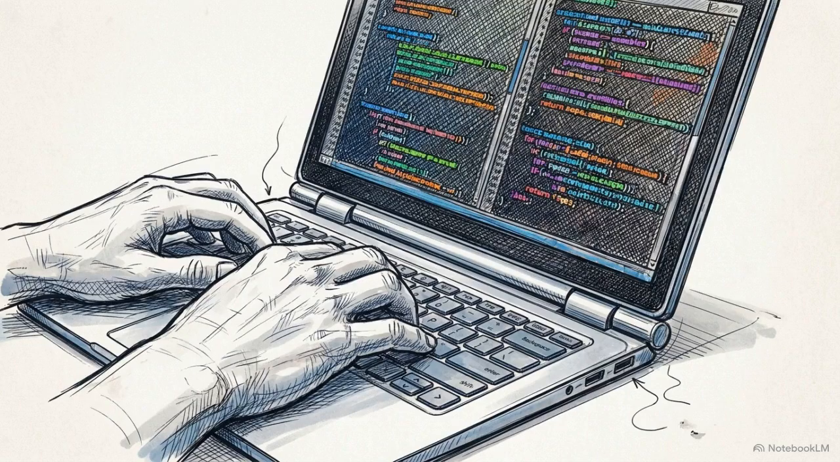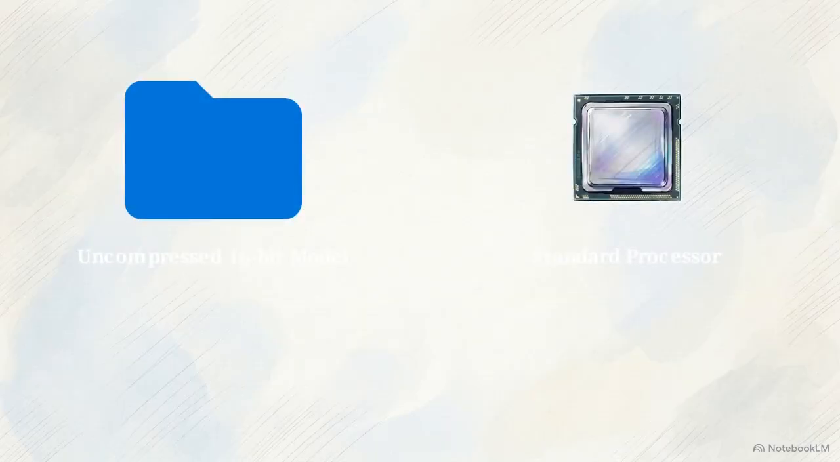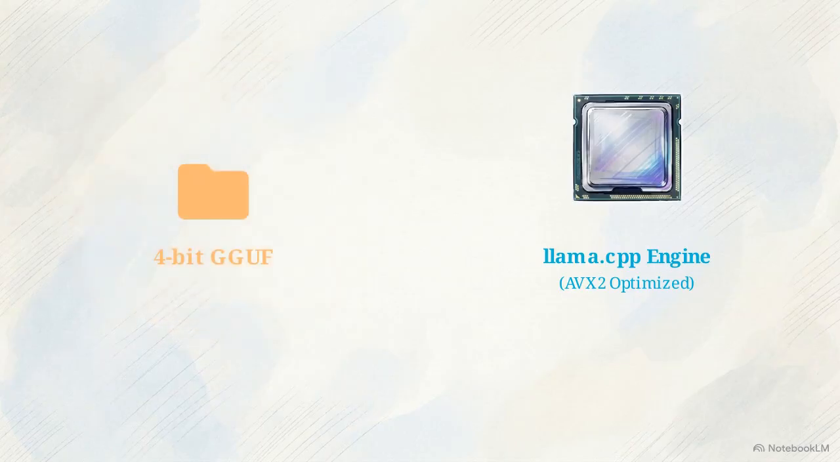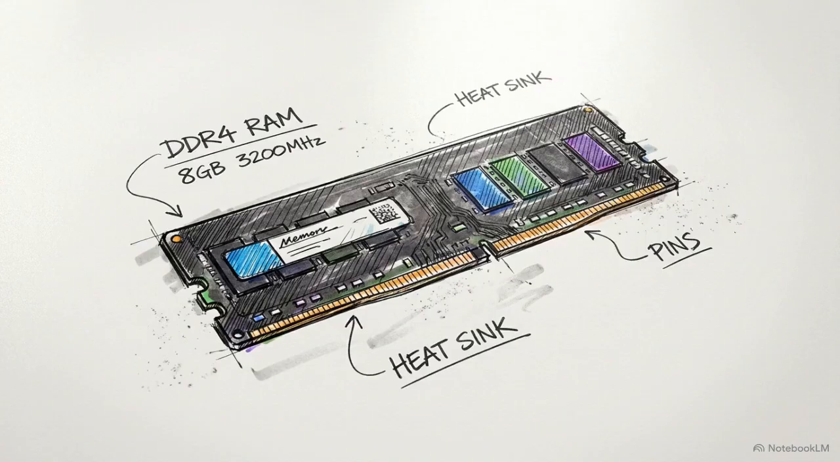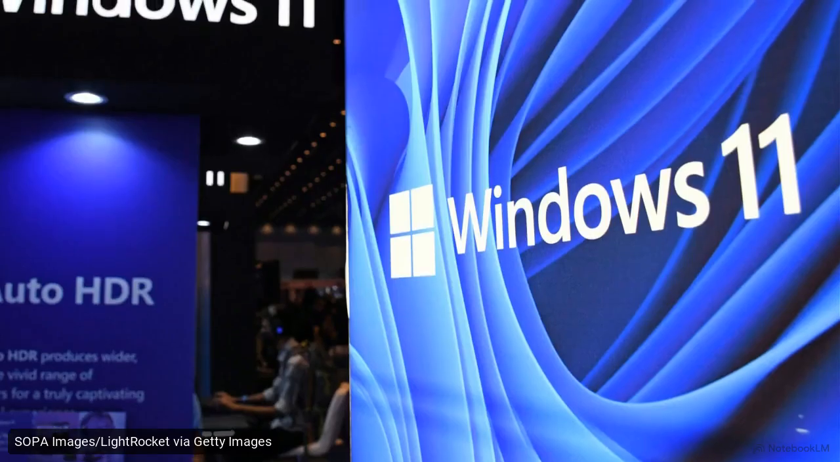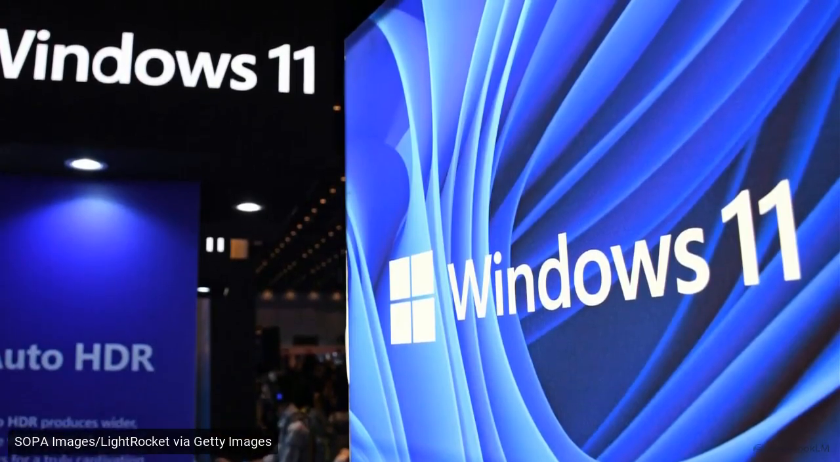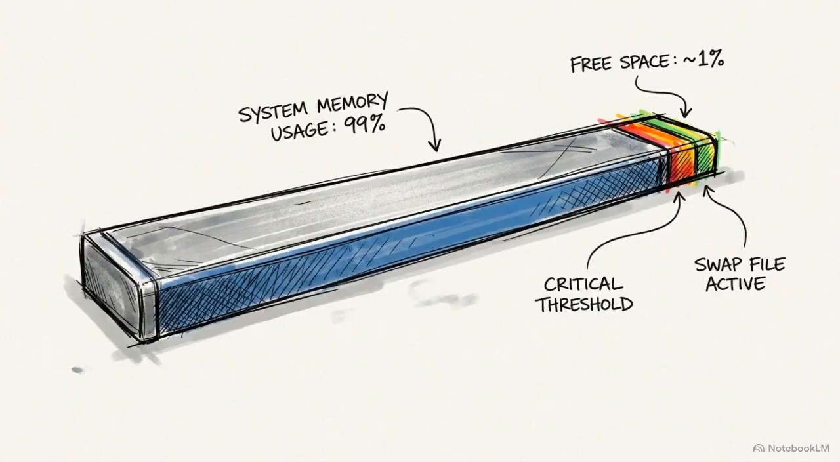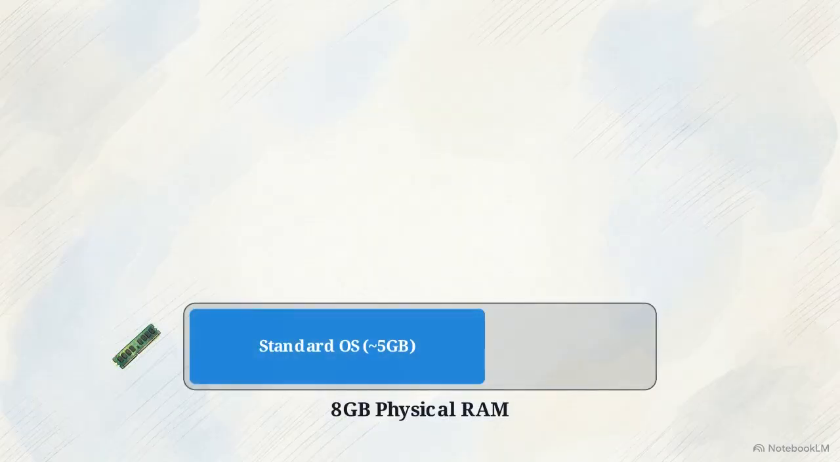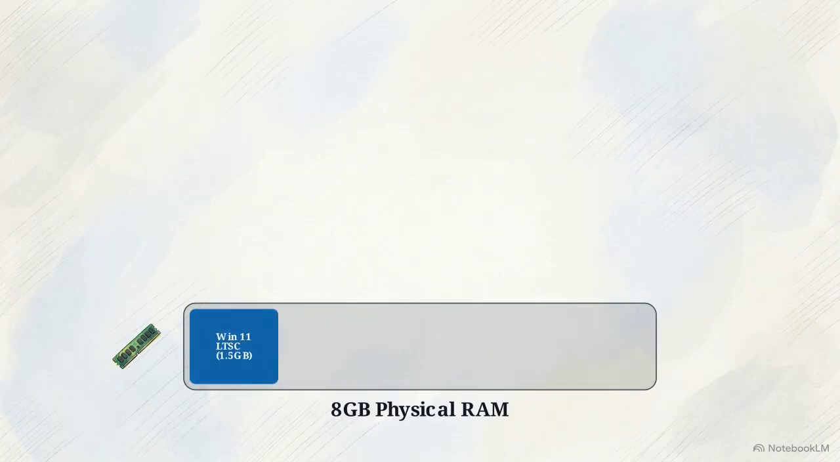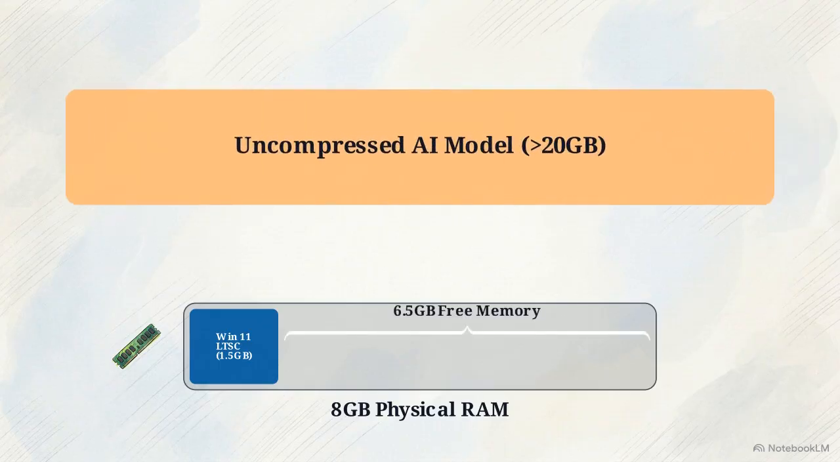Running AI on this hardware isn't a matter of brute force. It requires specific technical choices to reduce the model's footprint and maximize the efficiency of the processor. The arithmetic of an 8 gigabyte budget is unforgiving. A standard installation of Windows 11 often consumes up to 5 gigabytes of RAM just idling, leaving very little room for anything else. First, a lightweight operating system, like Windows 11 LTSC, shrinks the idle footprint to 1.5 gigabytes.